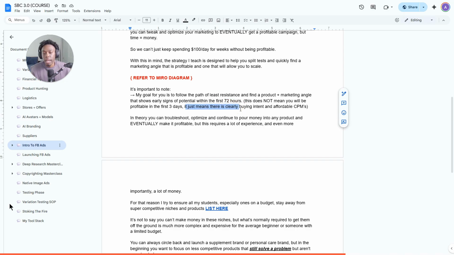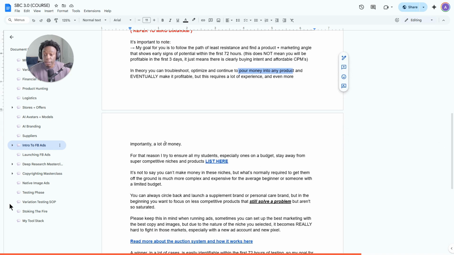It just means that it's clear that there's buying intent with the product and you have affordable CPMs, cost per mille, right? How expensive is it to actually advertise on Facebook? The lower the CPM metric is, the easier it is for your ad to come across as many people as possible. In theory, you can troubleshoot, optimize, and continue to pour money into any product and eventually make it profitable, but it requires a lot of experience and, even more importantly, a lot of money.